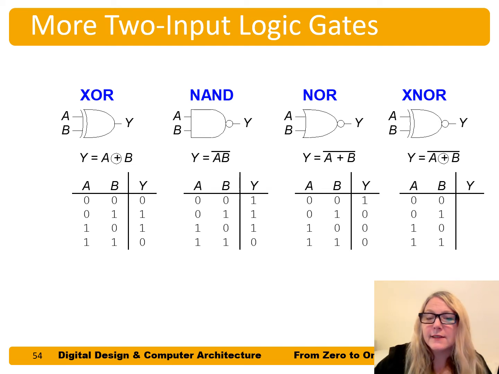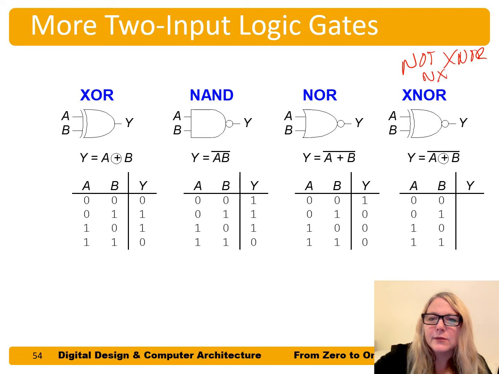XNOR is not XOR. It was too hard to say XOR, not XOR, and so we put the N here. So this XNOR gate is the inverse of the XOR gate. So here we see our XOR gate, but we now have this bubble at the end. So we have our XOR function here with a bar over it.